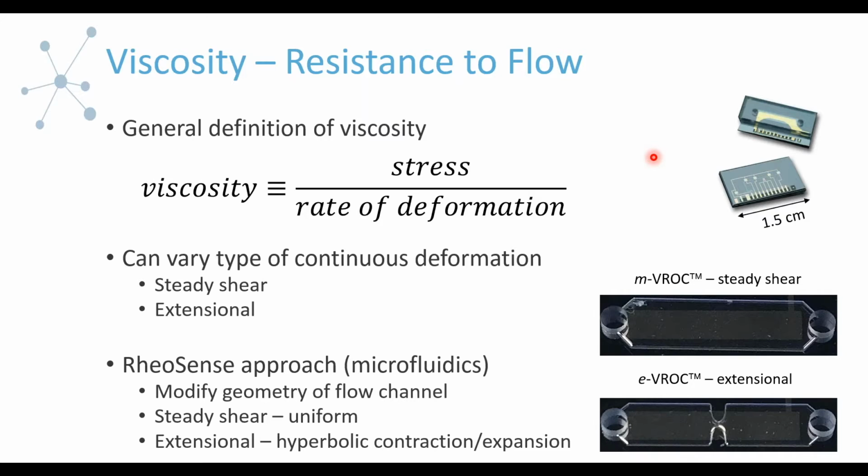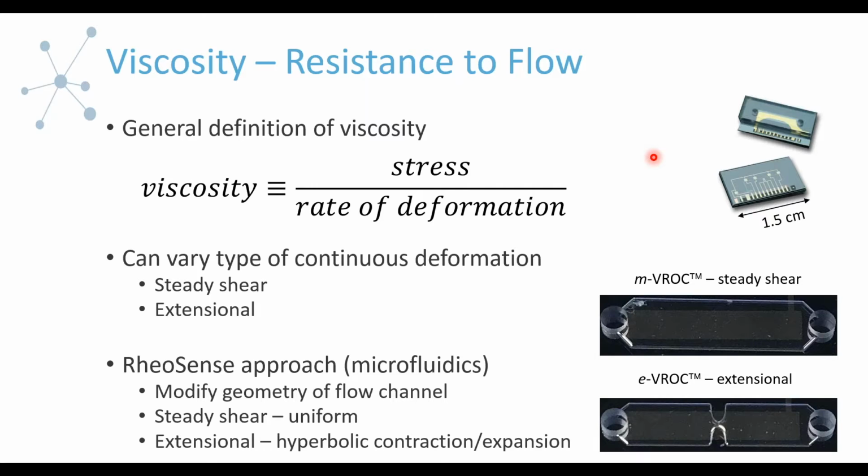So when you apply a steady shear flow, this is where you measure a steady shear viscosity. And when you apply what is referred to as an extensional flow, and we're going to elaborate what that is shortly, then you're going to be measuring the extensional viscosity. The difference really is very straightforward, it's just the type of deformation that you're applying. So for RheoSense, we work in microfluidics.